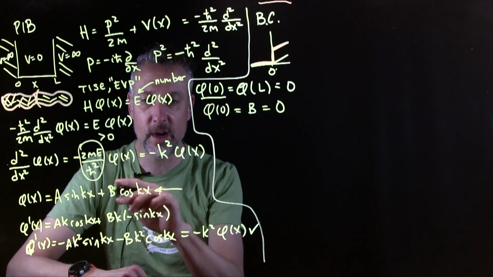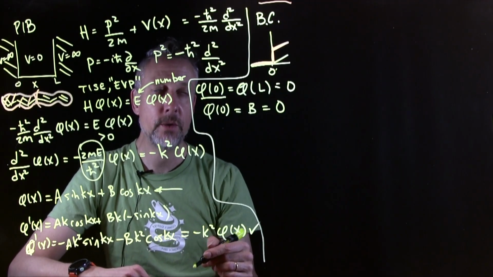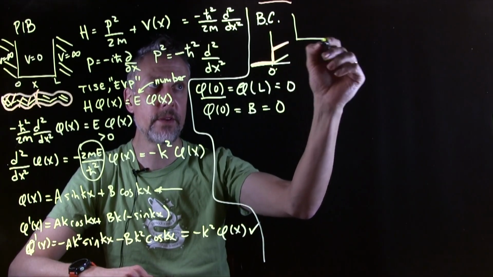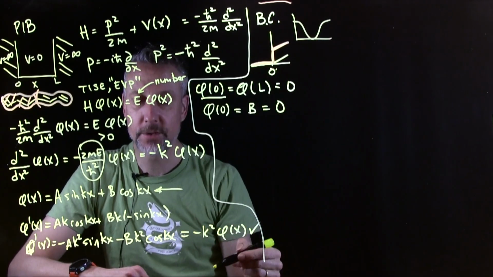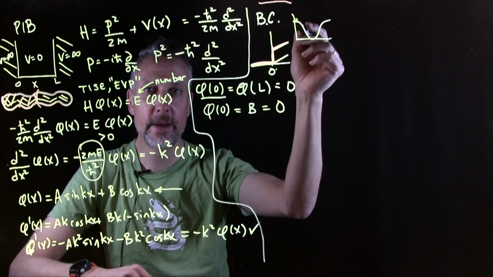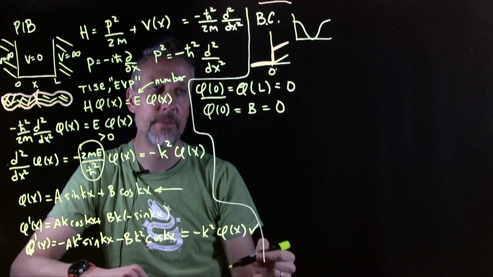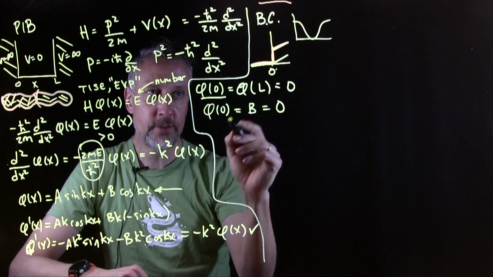All right, so the b term's gone, the cosine's gone. Which shouldn't be surprising because cosine, remember, it looks like this. It doesn't go to 0. Nothing you can do to this makes it go to 0 except multiplying it by 0. All right, so let's do the other one.